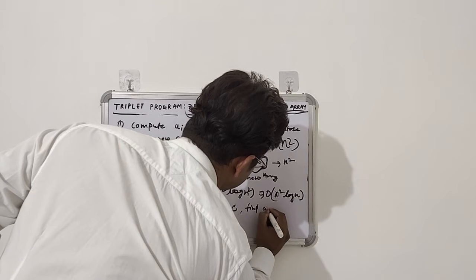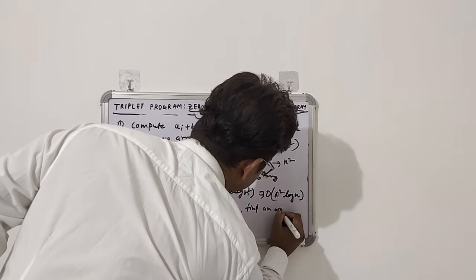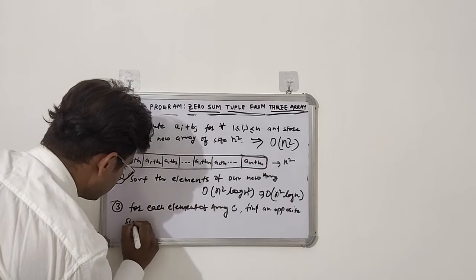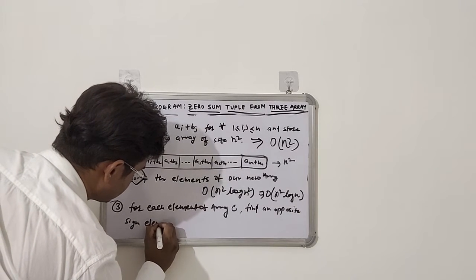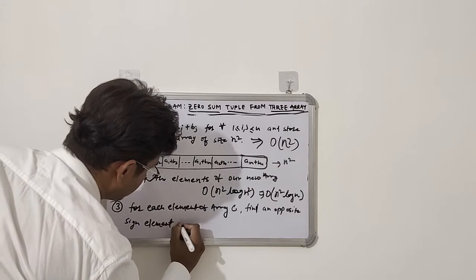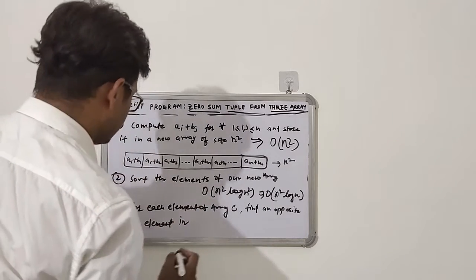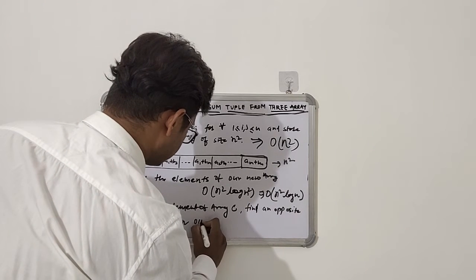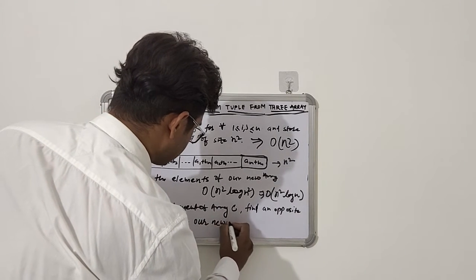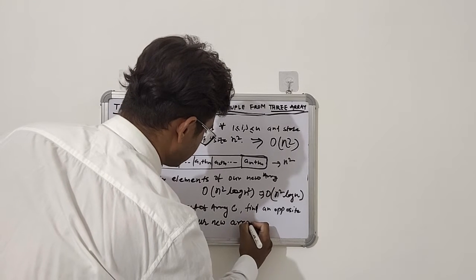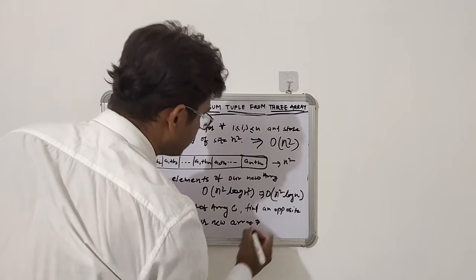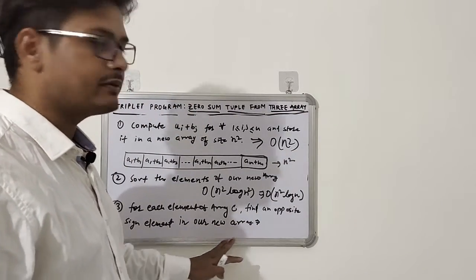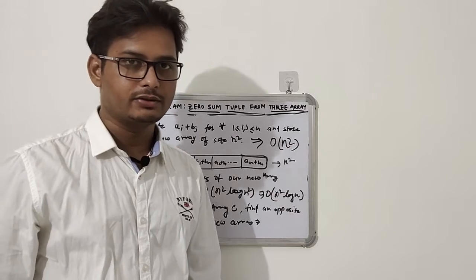find an opposite sign element in our new array. Now you have to tell me how much time it is going to take. Our third step is, how much time will it take?